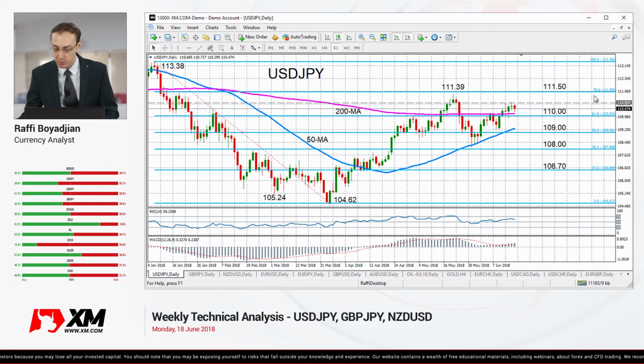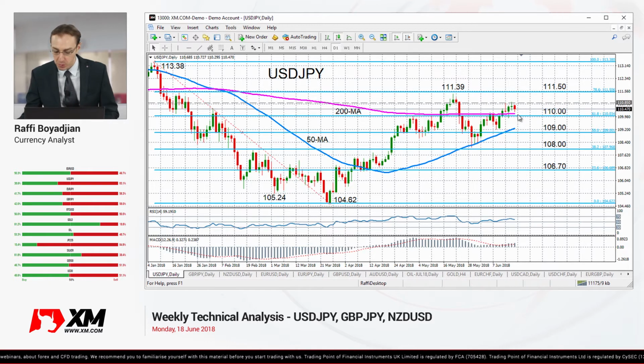Not too far above that, we've got the 78.6% Fibonacci of the down leg from 111.38 to 104.62. That's around 111.50. A break above that level would reinforce the bullish outlook in the medium term.